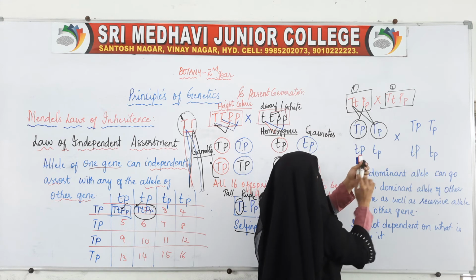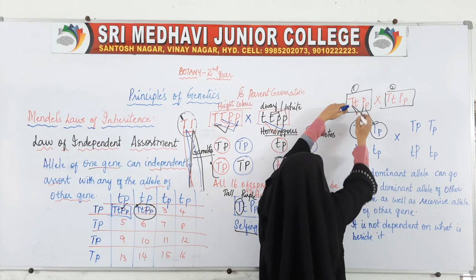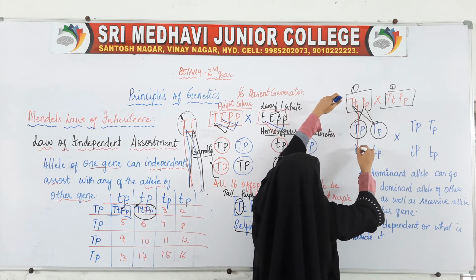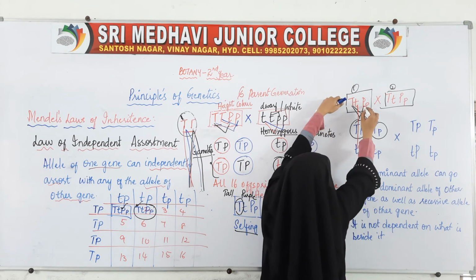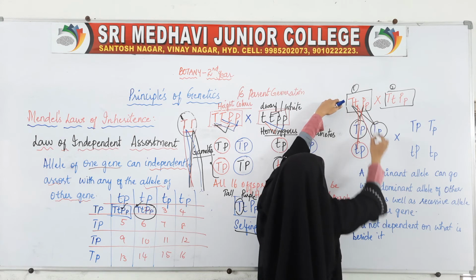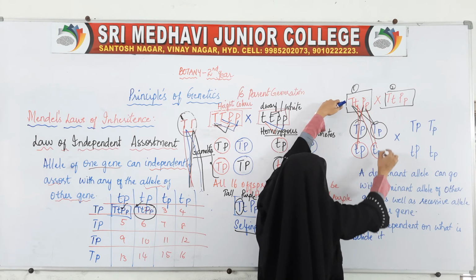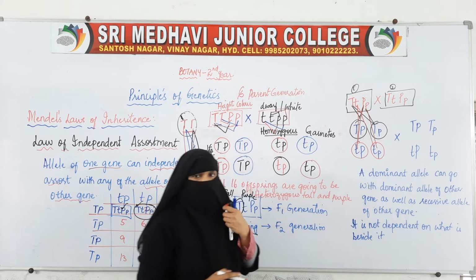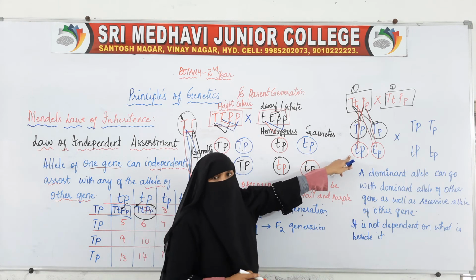How are we getting this one? This T and this P here, this T here and this P here. So we get 4 gametes. So when we self, we get 4 gametes.